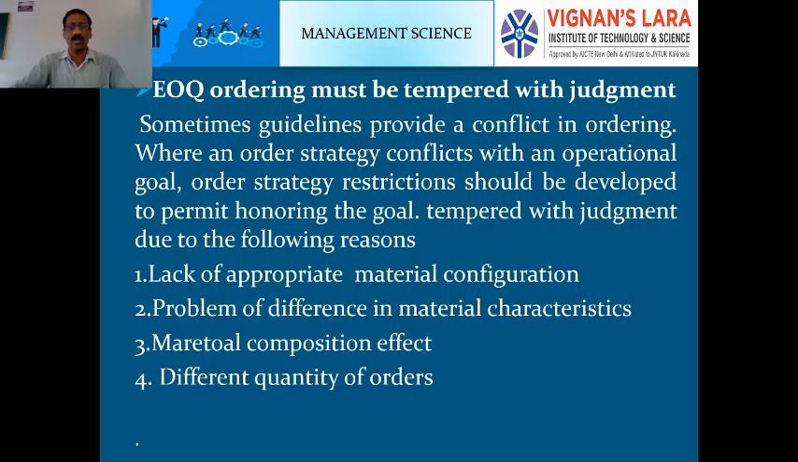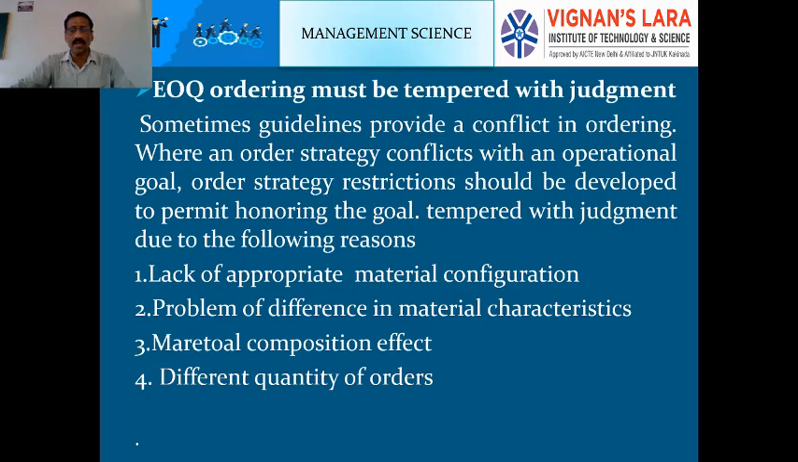Sometimes guidelines provide a conflict in order where an order strategy conflicts with an operational goal. Order strategy restrictions should be developed to permit honoring the goal. Tempered with judgment due to the following reasons. So, tempering in ordering cost and carrying cost is one of the defects. It is not possible at all. It does not follow correct judgment. Why? Because of the following reasons.